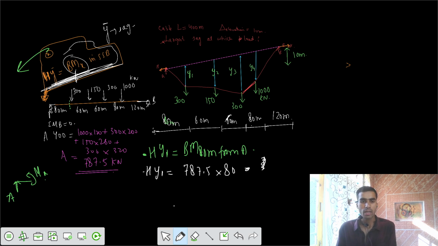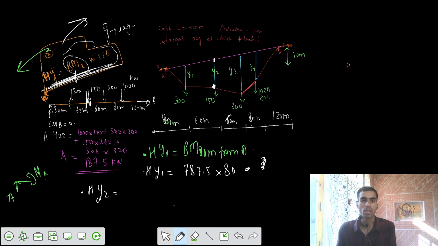Similarly, if I write H times y2 at the second location, when x equals 140 meter, we know the bending moment is 0 in the cable. And if I take that in the simply supported beam, by the general cable theorem, I would say H y2 equals the bending moment about that section in the simply supported beam.